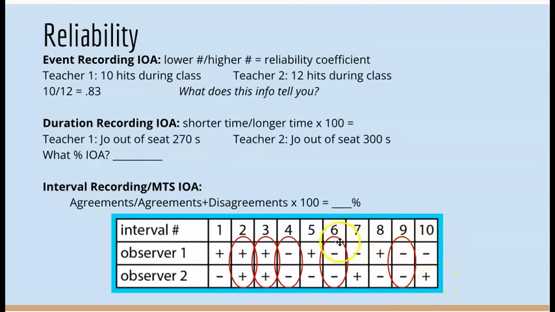So how many intervals did they actually agree that they saw behavior or did not see behavior? 1, 2, 3, 4, 5 intervals out of 10. They have 50% reliability. Would that be considered a decent reliability score? Yes or no? All right, we'll talk more about reliability in class as well as other measurements.